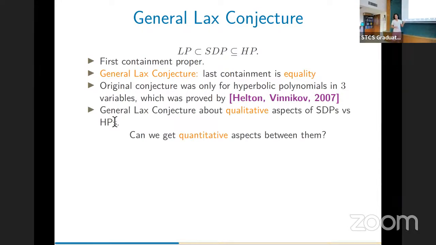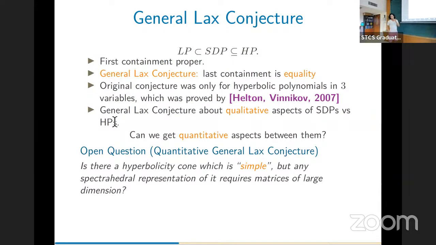Okay, so as we discussed already, we're computational people, so the generalized conjecture is about this qualitative aspect of SDPs. Now, can we get a quantitative aspect between them? Because that's what we're interested in. Another very interesting question is whether there are sets that we can represent with hyperbolic programs where the algorithm can do better. Right now, the only way I can see it is that the object does not have a representation by small SDPs, but it has one with small hyperbolic polynomials. And then there you can get a better algorithm.